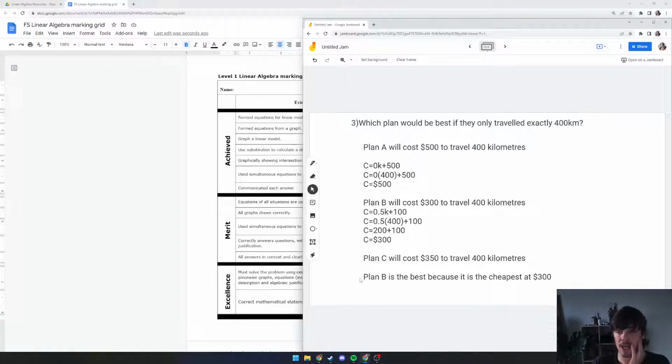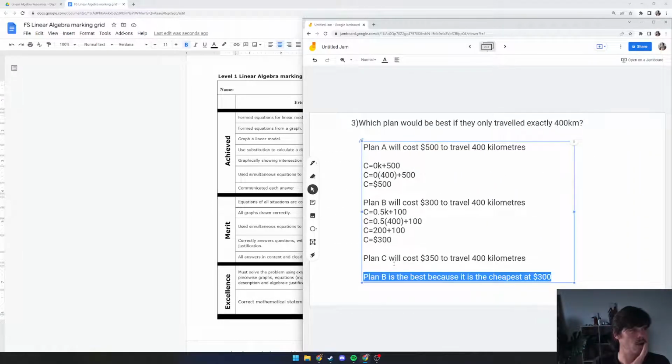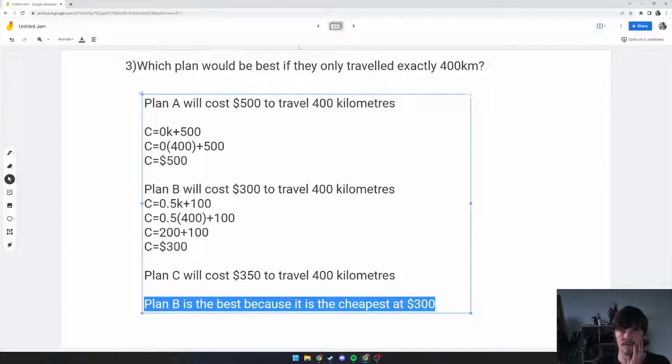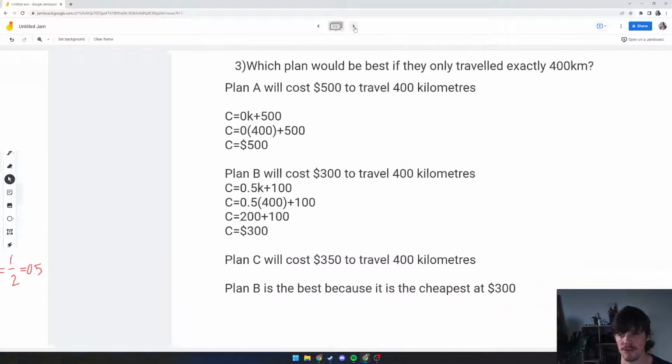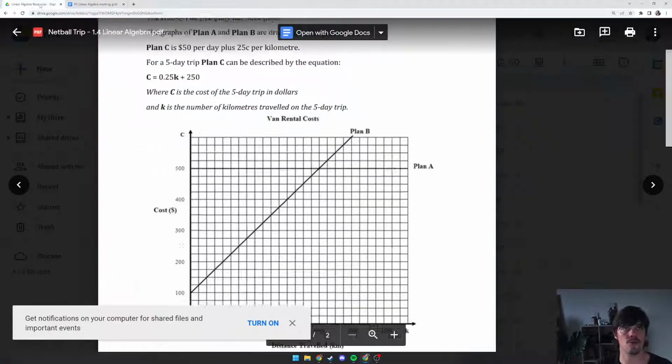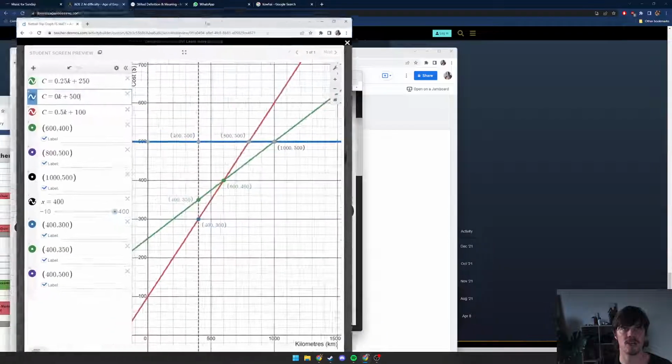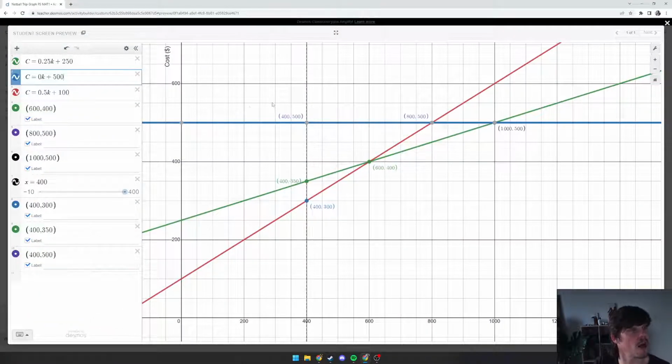Over here I've communicated by saying the answer in context. Also, I've shown my working out, which is a form of communication. So yeah, that's how you can get an achieved in the upcoming assessment. I hope that was helpful.